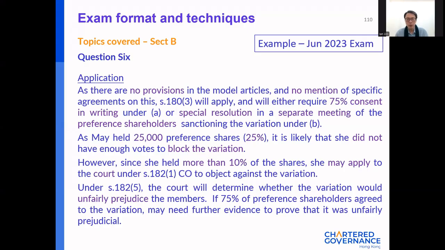But since she held more than 10%, because she holds 20%, 25%, I should say, she's eligible. She can apply to the court under Section 182, but then the court will see if the change would unfairly prejudice the member. So if 75% of preference shareholders already agree to a variation, it will be difficult to convince the court that the change is unfairly prejudicial to the preference shareholders. So in this case, unless there is new information, it does not look like she will have a strong case.